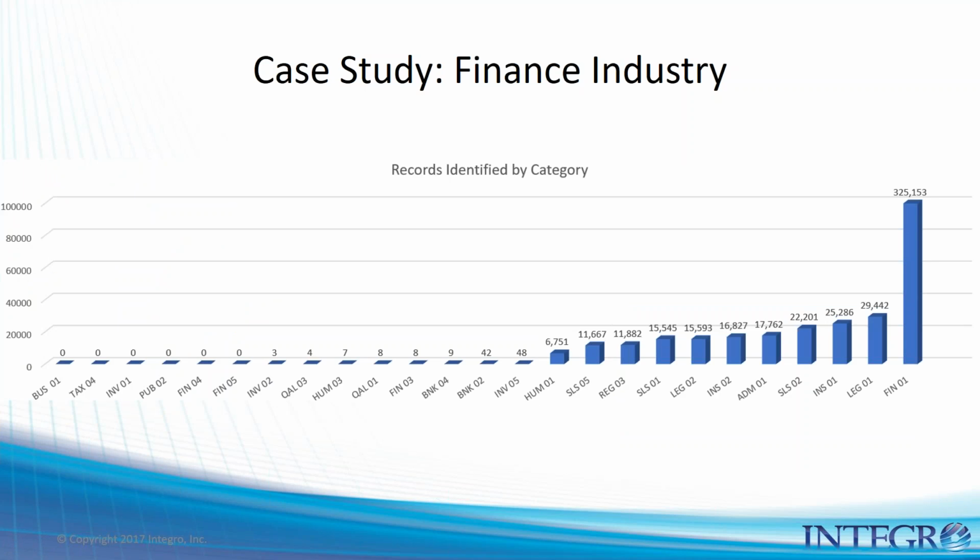And then once we isolated the ROT and the PII, then we applied the auto classification categories, based on their corporate records retention schedule. And so you can see here just the number of records we found in each category as we went through and applied the auto classification.